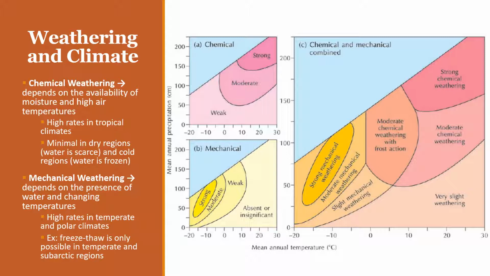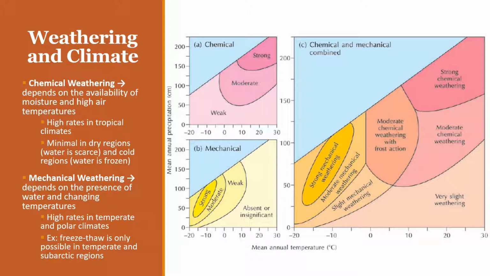Mechanical weathering is also dependent on the presence of water, but now we also need some temperature changes to initiate that expansion and contraction. So we have high rates of mechanical weathering in temperate and polar climates. So for example, freeze-thaw is only possible in temperate and subarctic regions. We're not going to get freeze-thaw cycles dominating in the tropics.